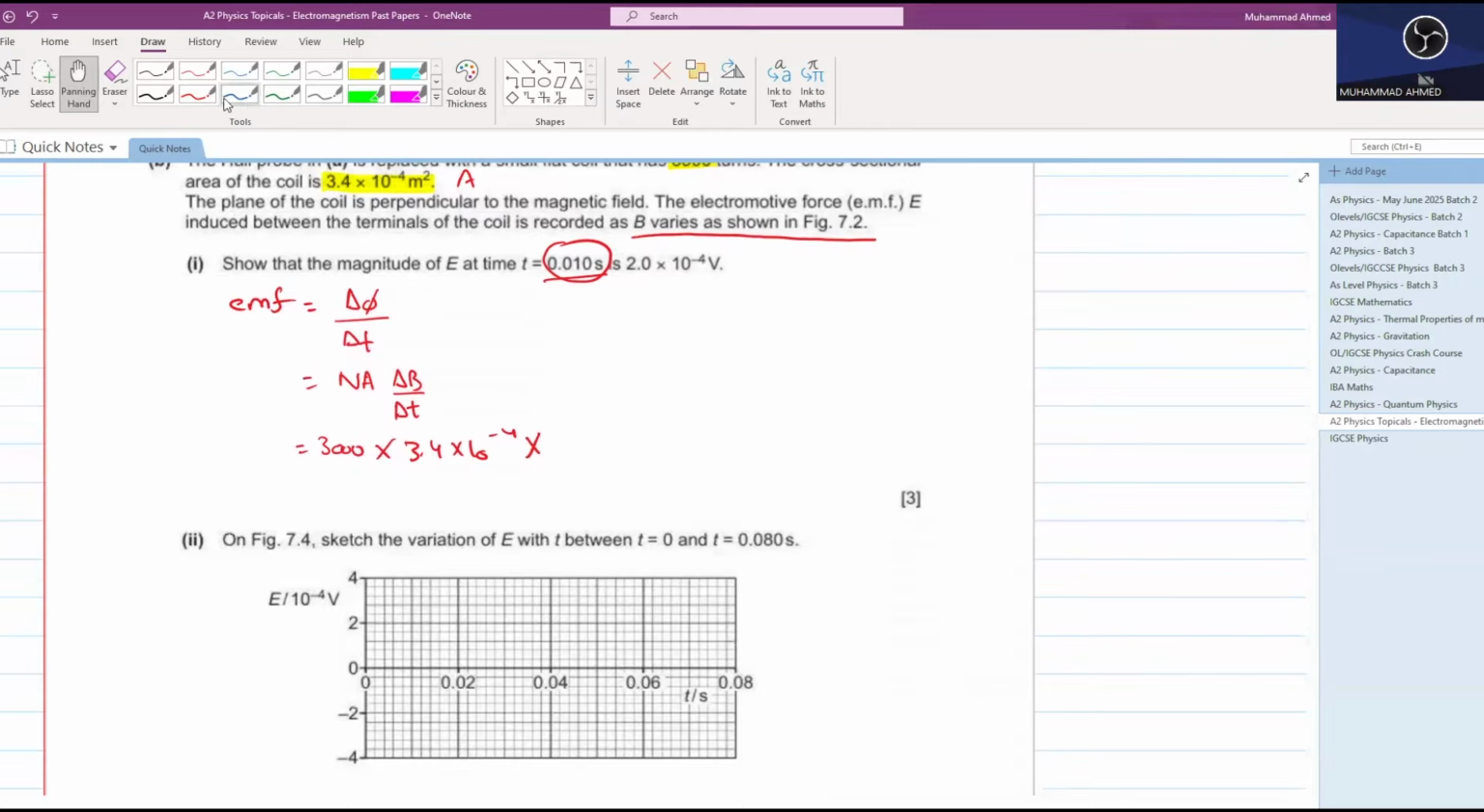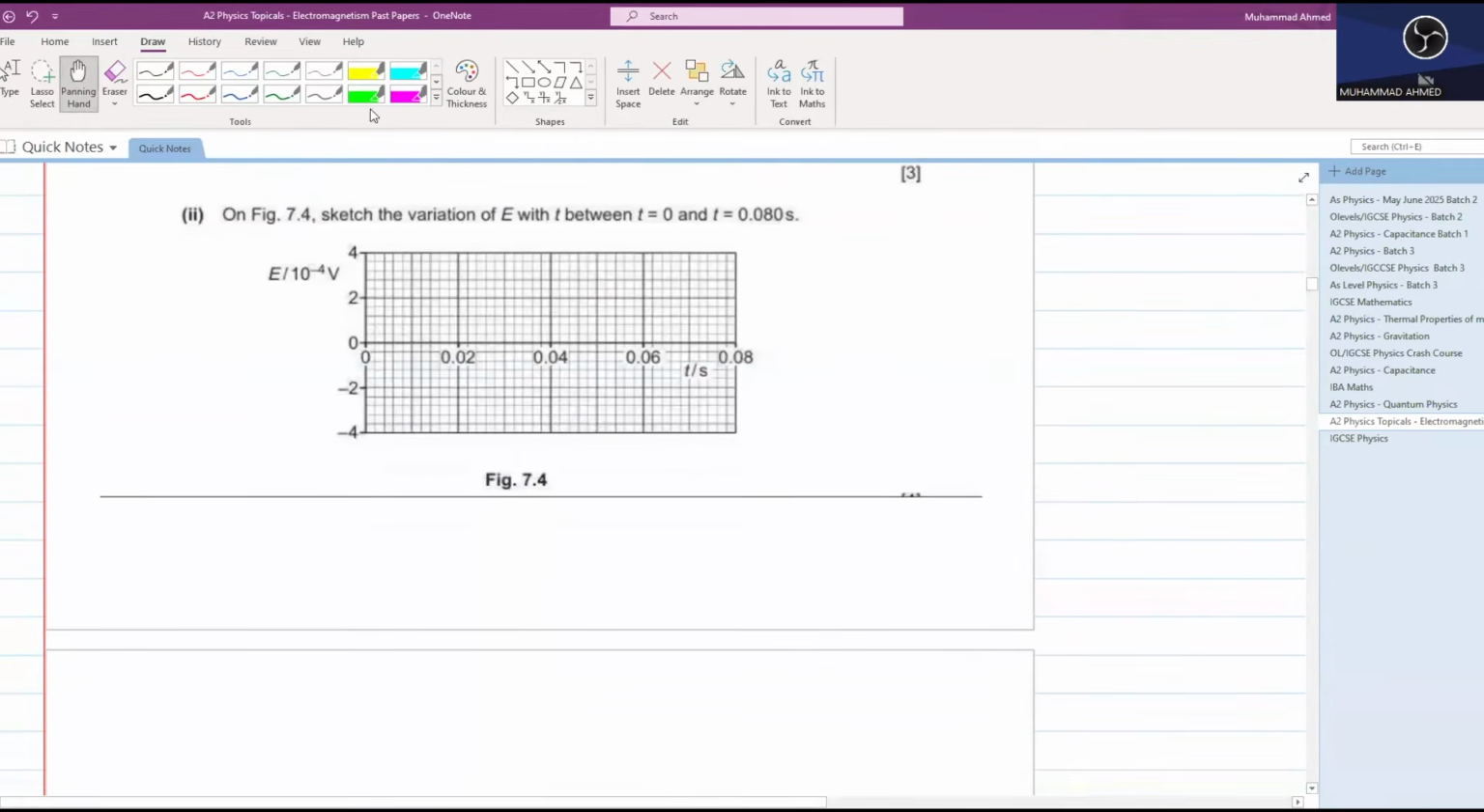Let's plug it in here. 2 into 10 raised to the power of minus 4. Let's multiply all these values and see what our answer comes out to be. Multiplied by 3000, multiplied by 3.4 into 10 raised to the power of minus 4. This comes out to be 2.04 into 10 raised to the power of minus 4 volts. That is roughly equal to 2.0 into 10 raised to the power of minus 4 volts. Let's move on to the next part.